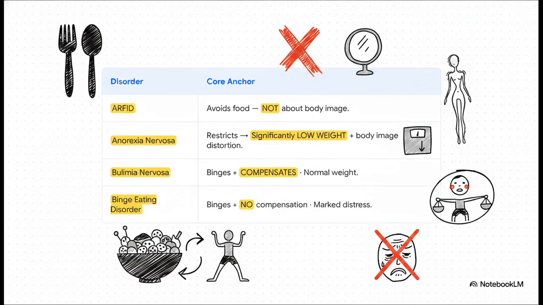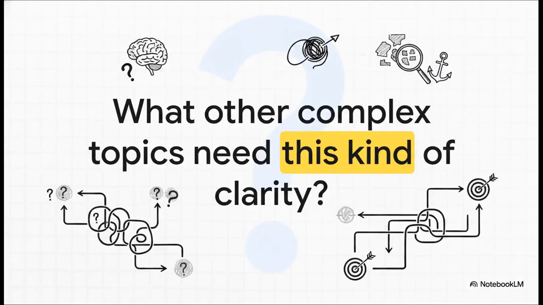For bulimia, it's the binge plus the compensation. And for binge eating disorder, it's the binge with no compensation. These 4 simple phrases are your cheat sheet for telling these conditions apart. And that's why all of this matters so much. Getting the label right isn't just some academic exercise.